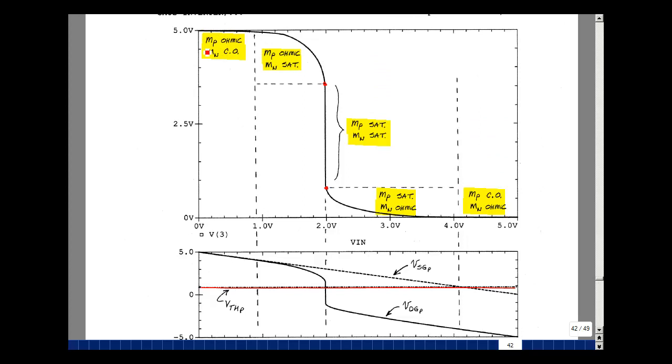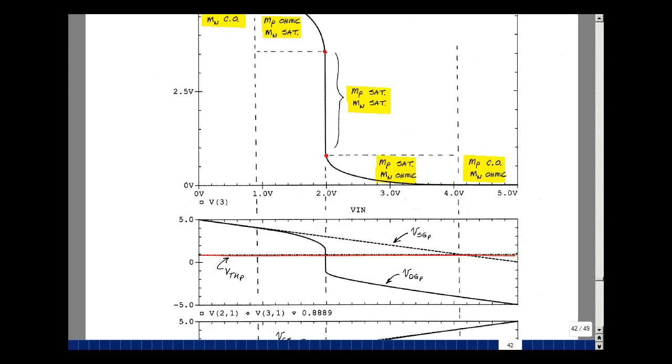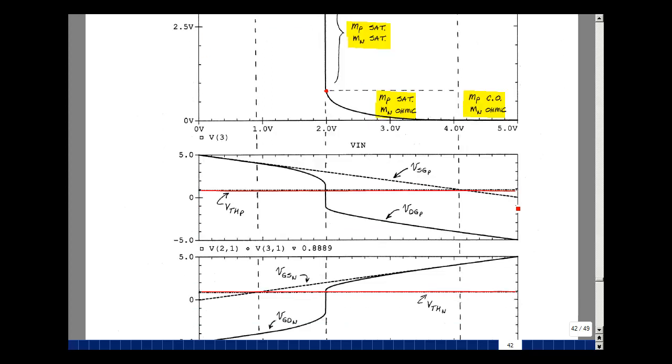Let's look at the other extreme end here, where we've got a 5 volt input. Now I have the source to gate and the drain to gate less than threshold. That would put the P-channel device in cutoff. And I have the gate to source and the gate to drain for the N-channel device greater than threshold. That puts it in ohmic.